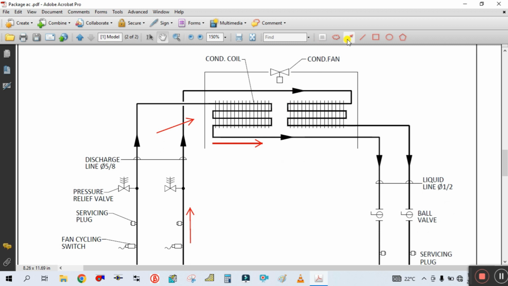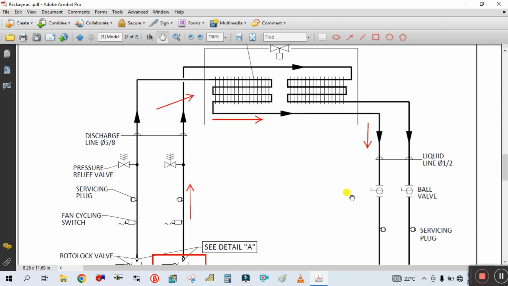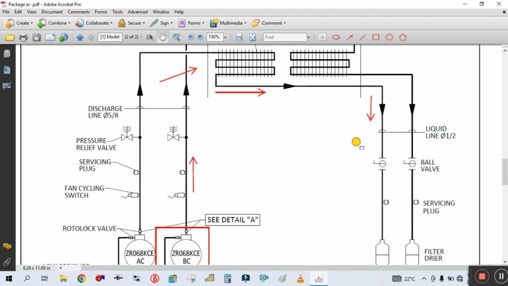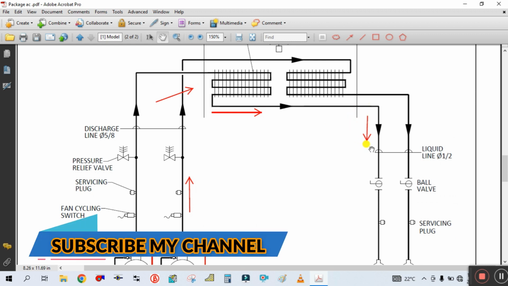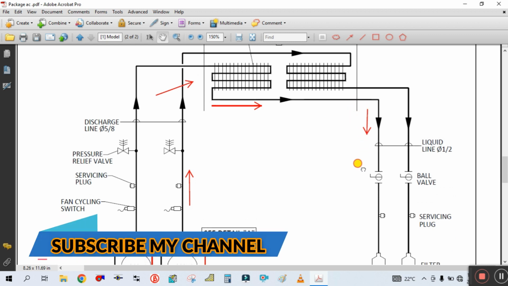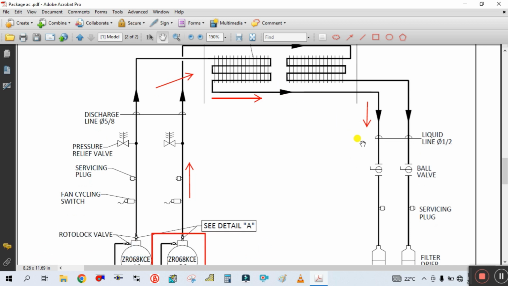So this high pressure, high temperature liquid refrigerant now starts passing through this line. At this stage this refrigerant is still at high pressure and the temperature is also high, but the phase of the refrigerant has changed from vapor to liquid.